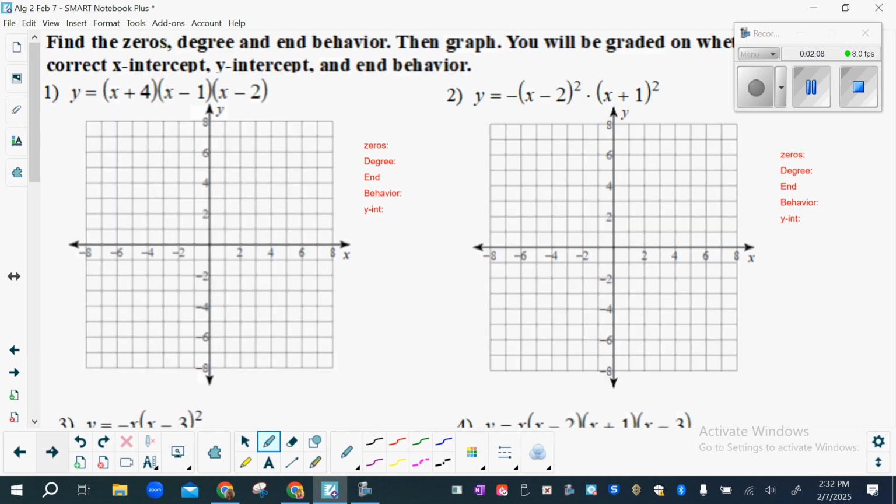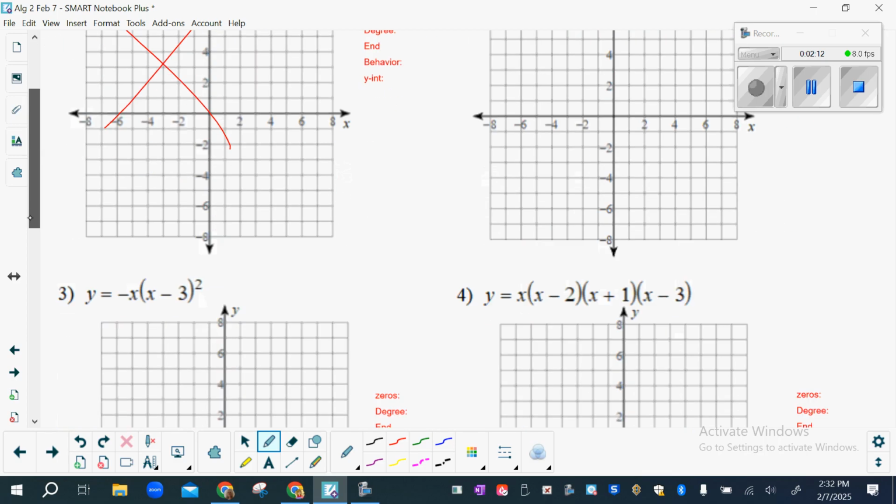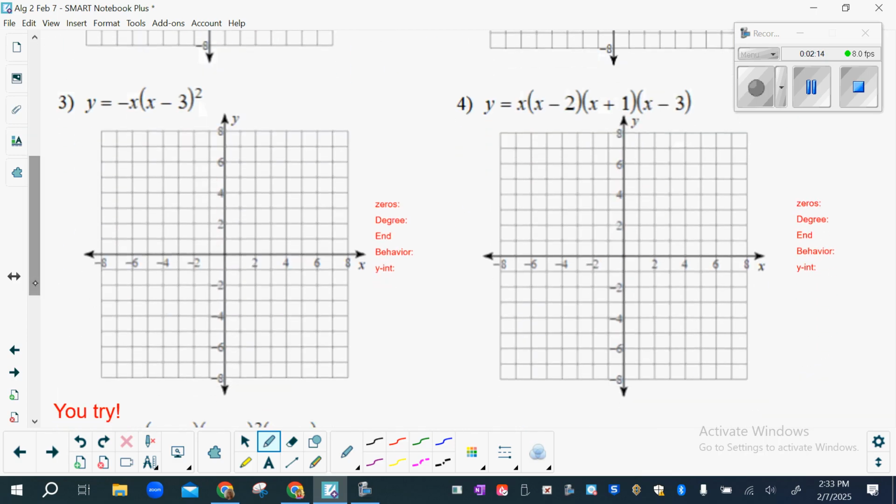Okay, so we're not going to do number 1, and I'm going to skip up to number 3 and come back to number 2. Okay, so number 3 is where we're starting. So this group here, tell me what the zeros are for number 3. 3 and?